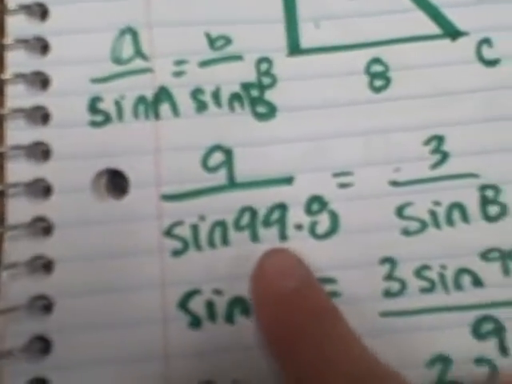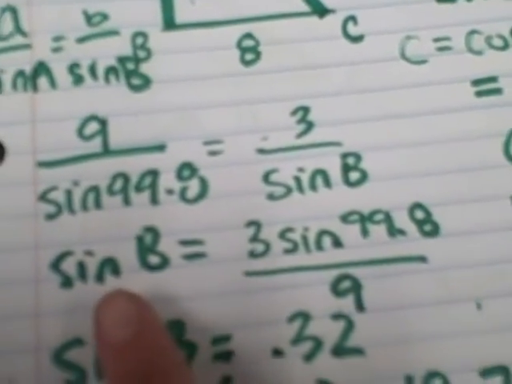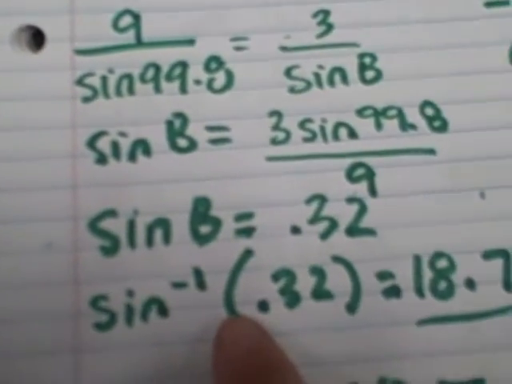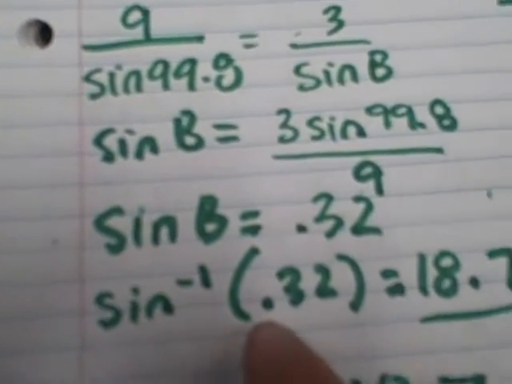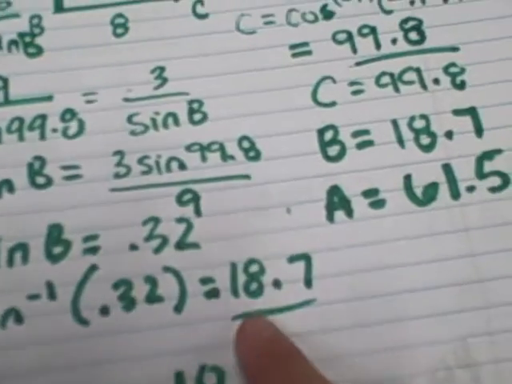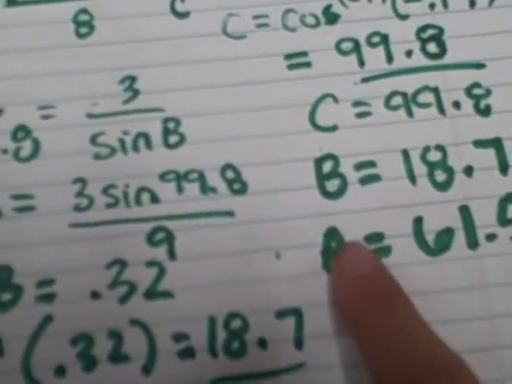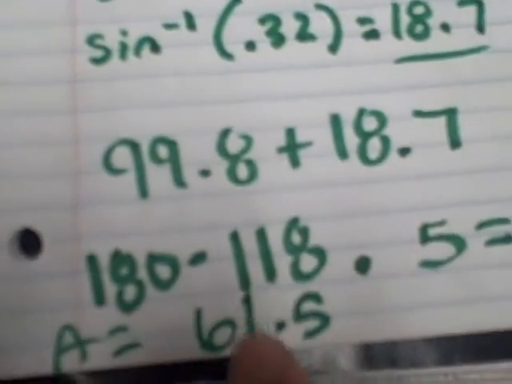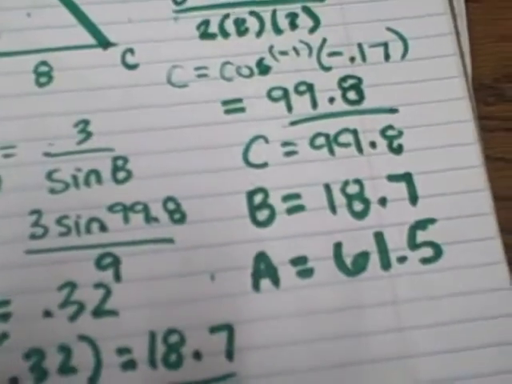Sine of 99.8 over 9 equals sine B over 3. So sine B equals 3 sine 99.8 over 9, which equals 0.32. So you take the inverse of sine, so sine to the negative 1 of 0.32 equals 18.7. So the angle for B is 18.7. So then you're going to take 99.8 plus 18.7, and it gives you 118.5. And you take 118.5 from 180, and it leaves you with 61.5. So you know angle A is 61.5.